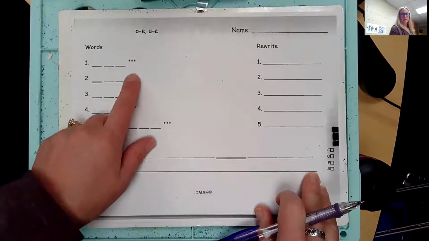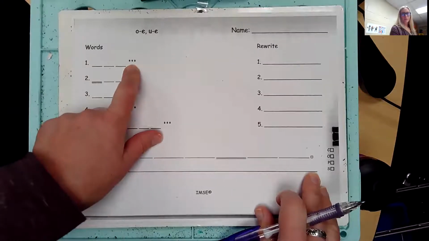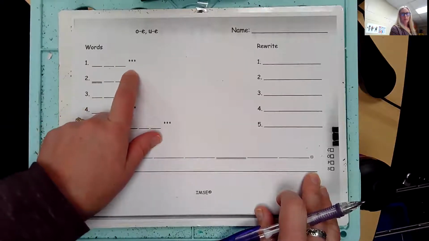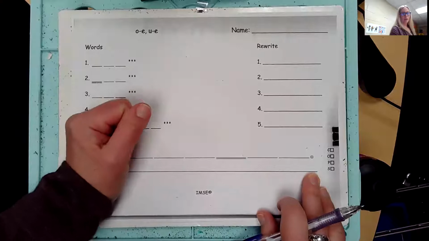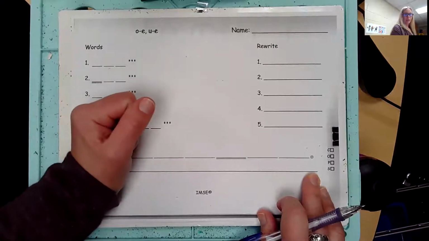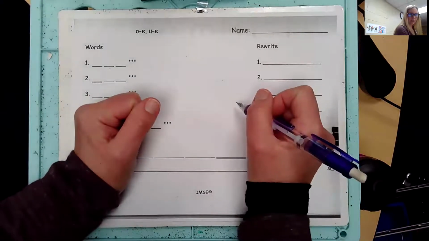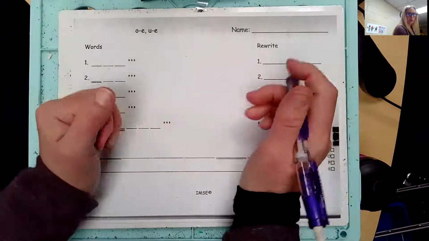Okay, now let's look down here. We've got the stars. Remember, those stars mean that we have that silent E. There's no sound line because the E is making no sound. All right, so when we do this, we need to have our hands ready. We've got one hand for pounding. We've got our other hand for writing. We've got our paper right out in front of us.